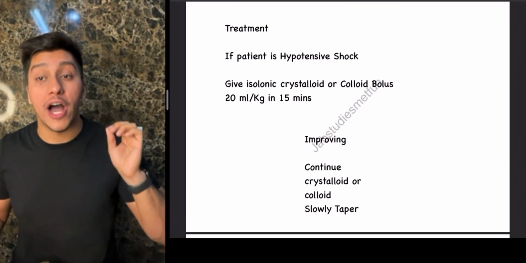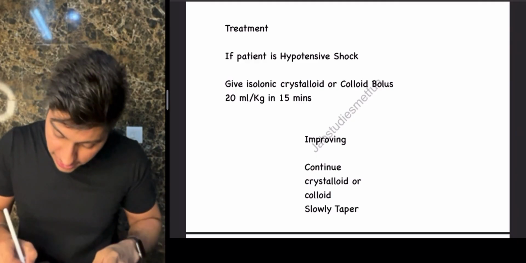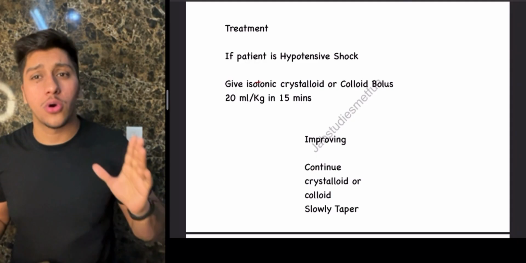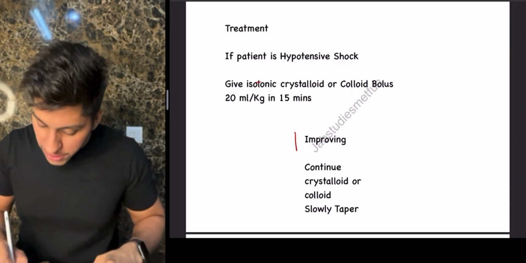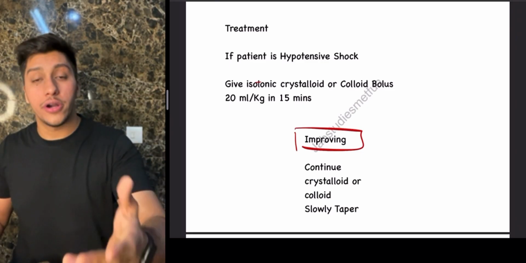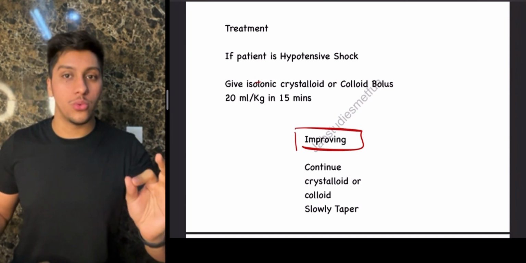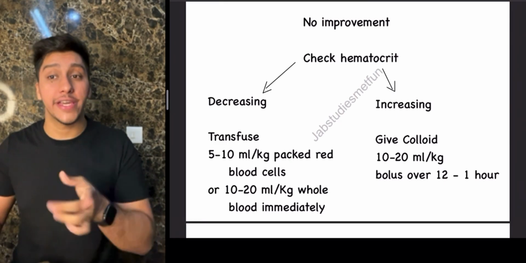So what is the treatment? If a patient is hypotensive and not able to maintain the pressure, you have two choices: either give an isotonic crystalloid or a colloid bolus. Preferably you are going to give a colloid bolus at 20 ml per kg in 15 minutes. If you see the patient is improving, the blood pressure is improving, you will continue the crystalloids or the colloid, but remember to slowly taper the dose to avoid fluid overload. If there is no improvement, again now we're going to check the hematocrit.